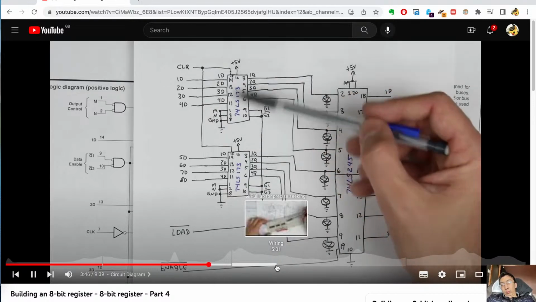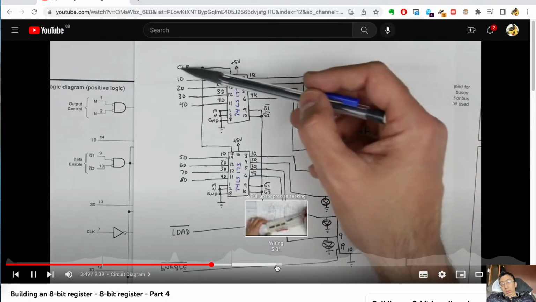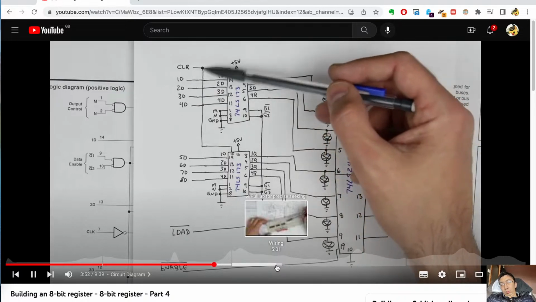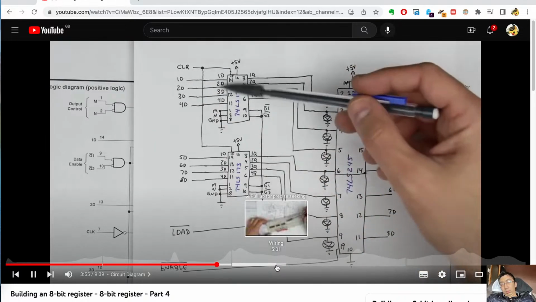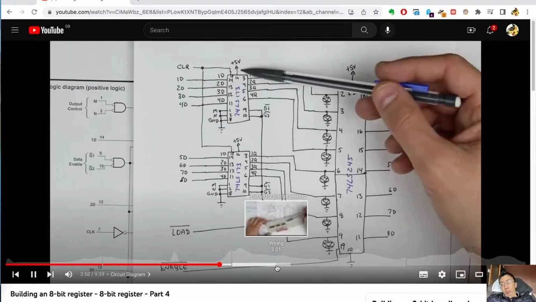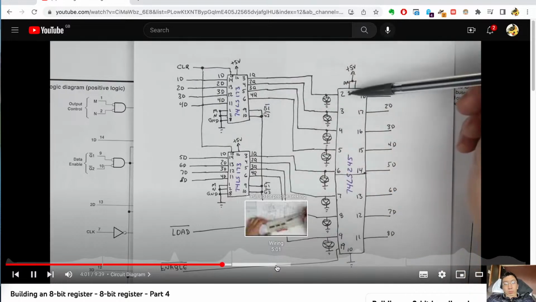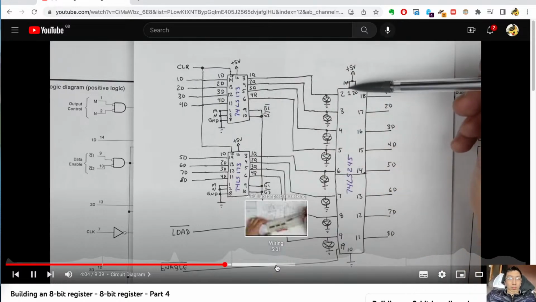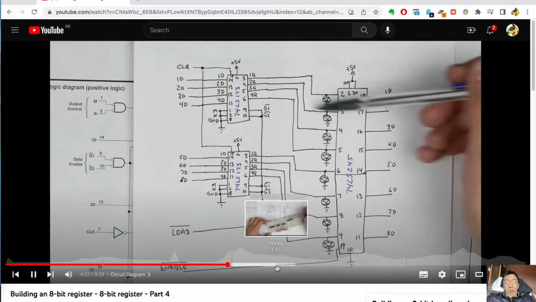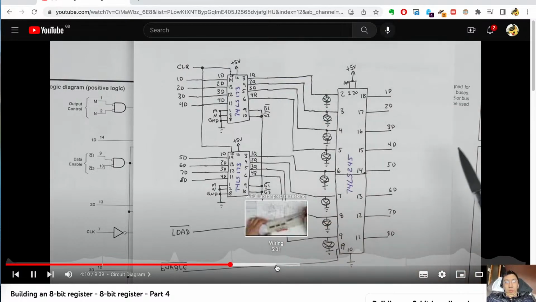I did draw pin 15 here, which is the clear line, which we're not going to use yet, but eventually, when we get the rest of the computer built, we'll want to tie all these clear lines together so you can have a button somewhere to just clear everything in the computer, which can be helpful. And I think that's pretty much it. Yeah, there's the direction here, which we're just tying to 5 volts, so that the direction is always from this side to this side.